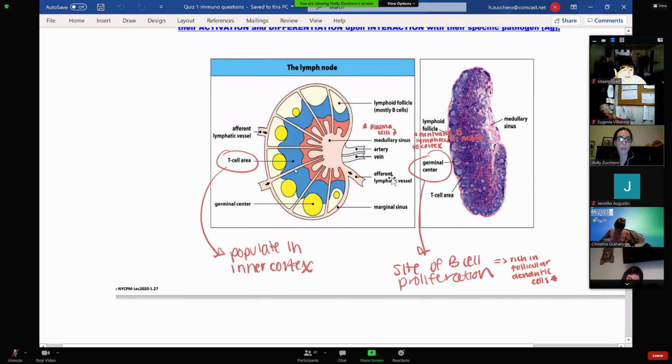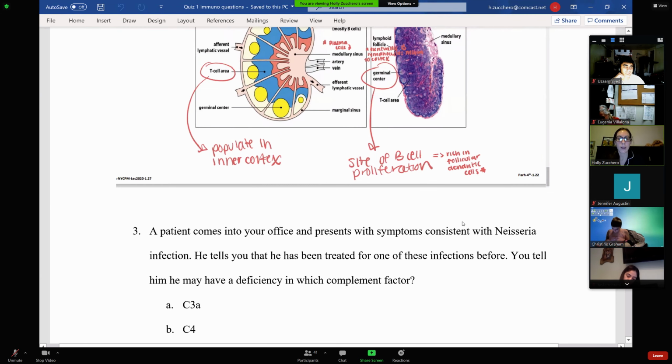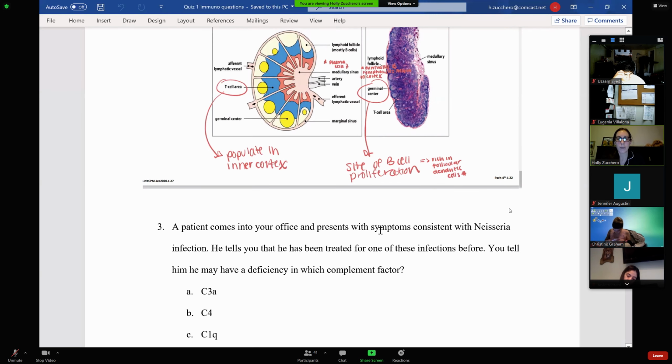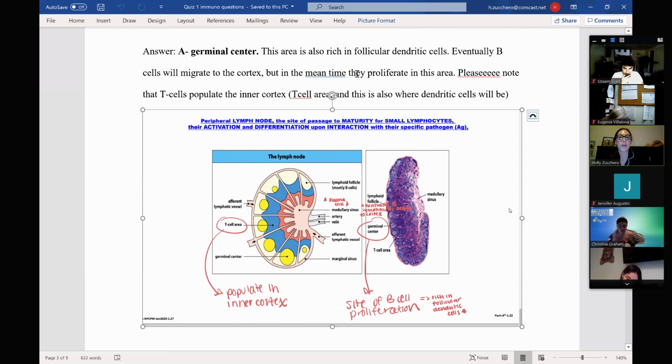I also want you guys to really recognize this T cell area. T cells and your dendritic cells are going to be in that area. I'm pretty sure something like that had come up a time or two. So B cells will migrate to the cortex, and in the meantime they proliferate in this area. Note that the T cells populate the inner cortex.